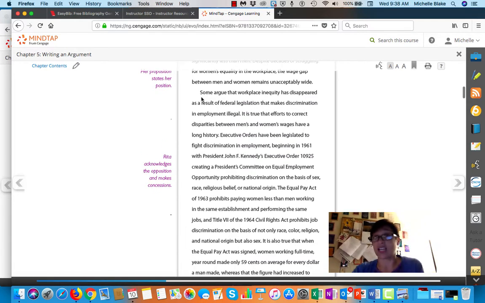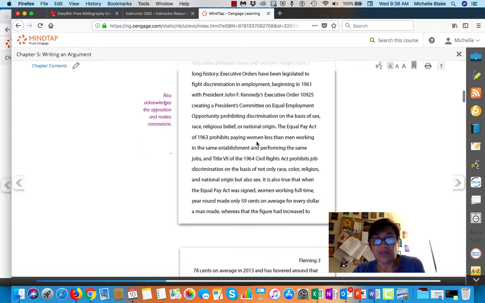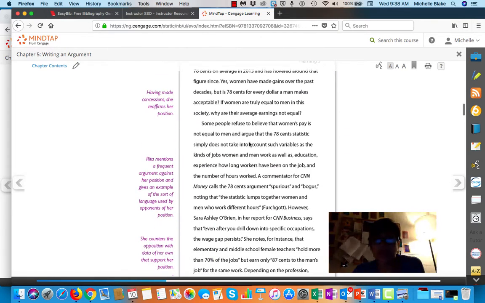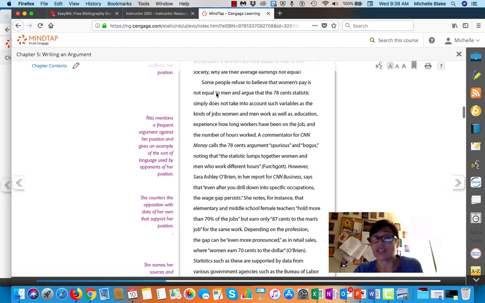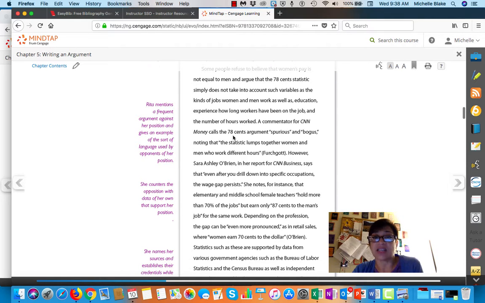This happens to be a counter argument too. "Some people argue." And here's the concession: "It is true that efforts to correct disparities." She does the same thing here. She's got a second counter argument: "Some people refuse to believe that women's pay." Then she backs it up. Here's an example of where she's got her argument. This is her point: some people refuse to believe that women's pay is not equal to men's. And she backs it up: a commentator for CNN Money calls the 70 cents argument spurious and bogus. So that's the relationship where you make your point first and then you back it up.